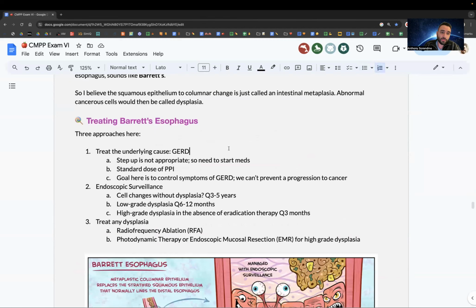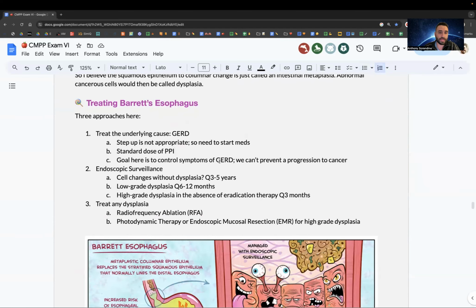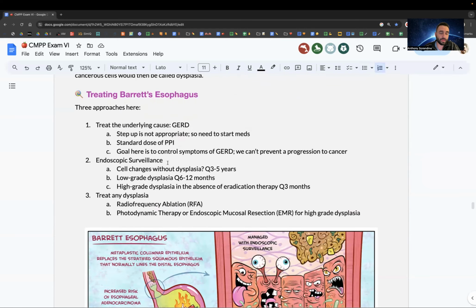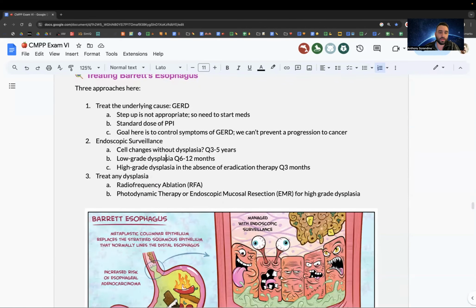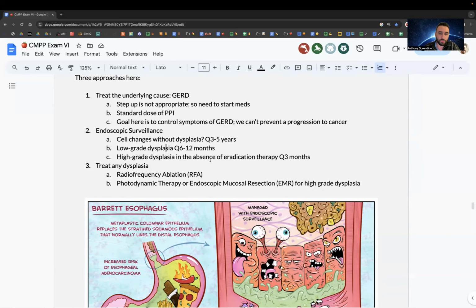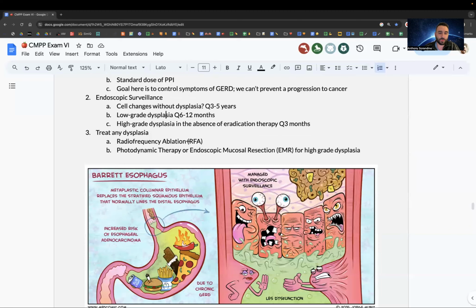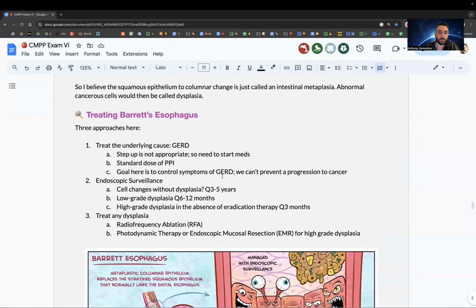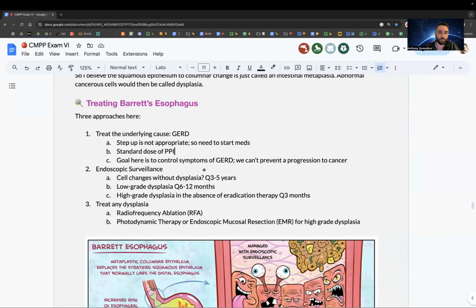3 kind of ways you can treat this. You can either just treat the underlying cause. You don't want to do a step up. You want to give them the meds to really get that acid production down. You want to do some endoscopic surveillance and take a look: do we have dysplasia? Are the cells changing? And then you can do radiofrequency ablation. I don't know how important that's going to be. But there you go. You want to control symptoms of the GERD so that we make the problem not as bad. We can't prevent a progression to cancer, but we can help them out.